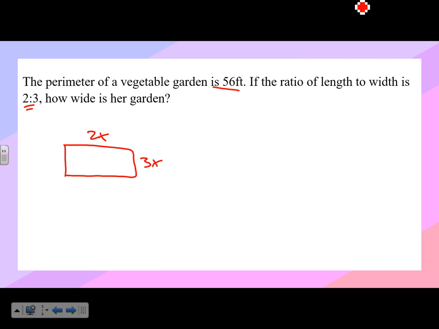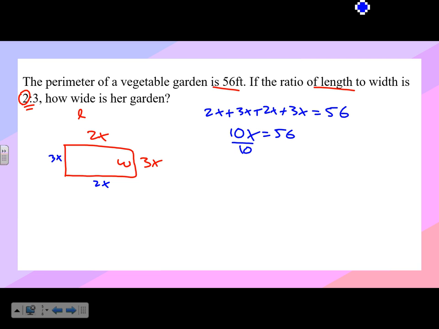And the length goes with the 2 because I listed that first. Length goes with the 2, width goes with the 3. So this is length and width. So the perimeter is when you add all of them together, so 2x and 3x since it's a rectangle. So 2x plus 3x plus 2x plus 3x is equal to 56. If you add those together, that is 10x. Divide both sides by 10. You get x is equal to 5.6.